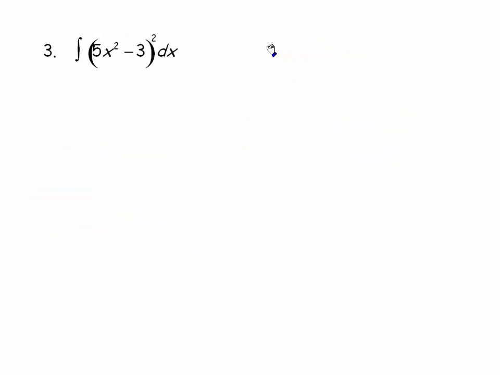Let's try a few more related to all this. This one, probably one you'd want to do on your own and then just check the answer. Nothing really strange happening with this one. Again, make sure that you FOIL it out first, and then go back to integrate. So 5x squared minus 3 to the 2. Do this one quickly, it's the first term squared, so that's 25x to the 4.